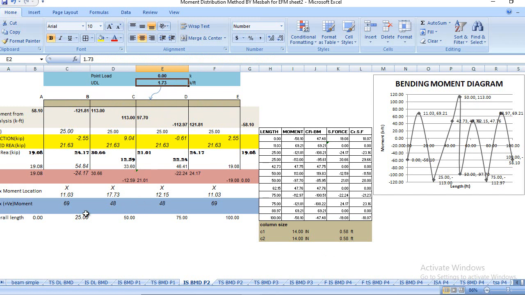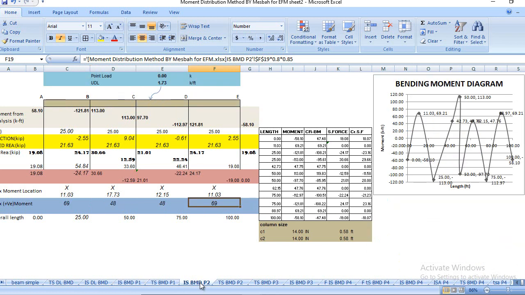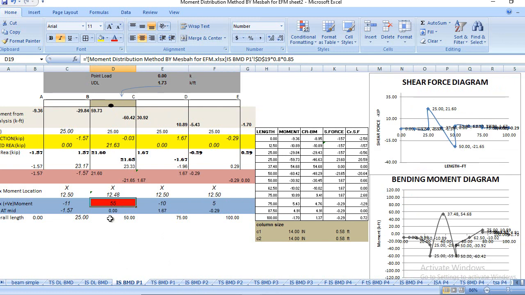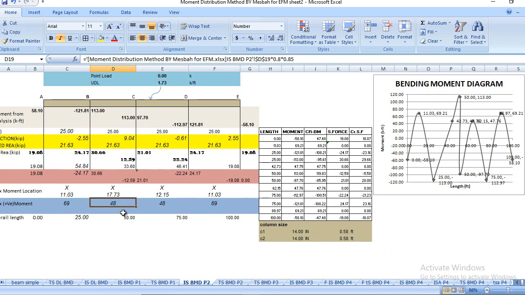Now at this stage, you see this is 69, this is 48, this is 48, 69. Now you see in the P1 case, at this point we got a moment of, let me show you, this is very interesting. This is for the interior story. Now P1, you see 55. Now 55 is at this point, and you see in the full loading condition we have 48, so this is less than that, which suggests that we have to consider this moment, not this one, remember. We ignore this one.